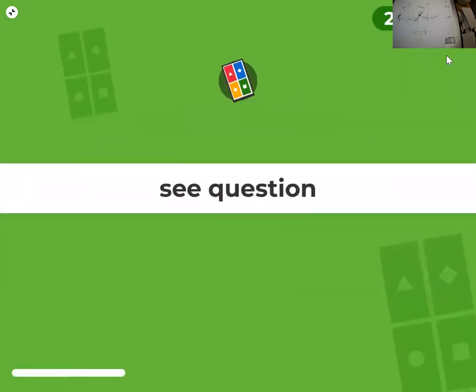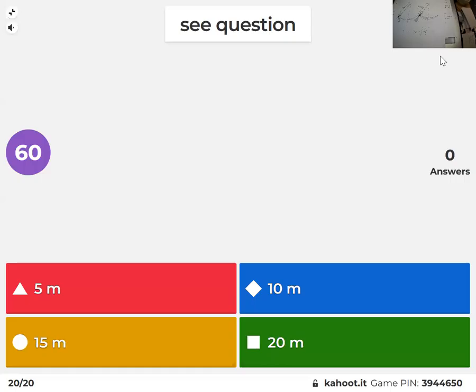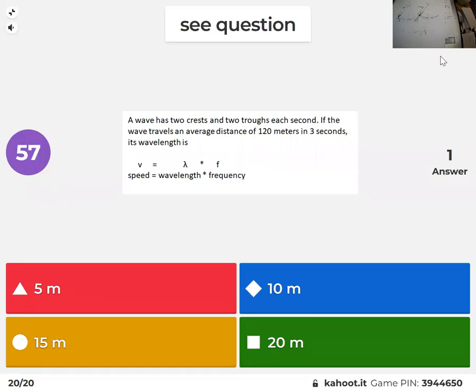And last question. A wave has 2 crests and 2 troughs each second. Think about what that means, what the frequency is. If the wave travels 120 meters in 3 seconds, think about what the speed is. Then what is its wavelength?